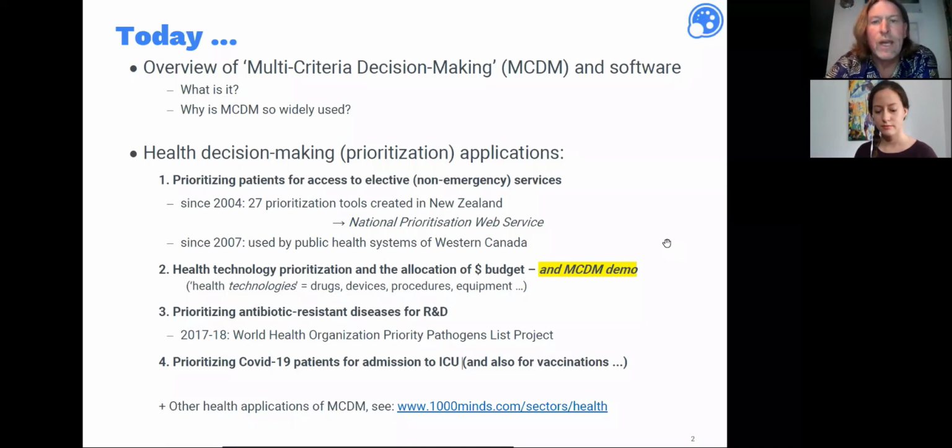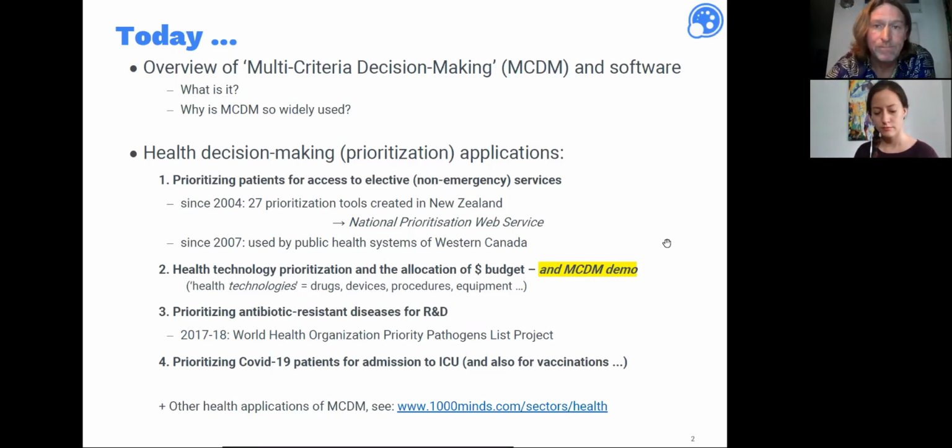My third and fourth examples I'll spend less time on, and they're in some respects more recent. The third is a project that we were involved with the World Health Organization to rank order and therefore prioritize diseases that are becoming antibiotic resistant, and to put them in a ranked order to try and recommend to researchers the sort of priorities for doing research to find new treatments for these diseases that are threatening to come back with a vengeance.